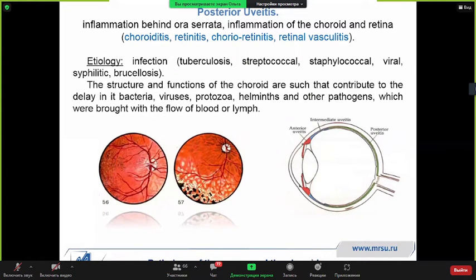Posterior uveitis. Posterior uveitis, it's inflammation behind ora serrata and inflammation of the choroid and retina. There are different variants of inflammation here. It can be retinitis, chorioretinitis, retinal vasculitis. Also, etiology can be different from infection to different rheumatological diseases.